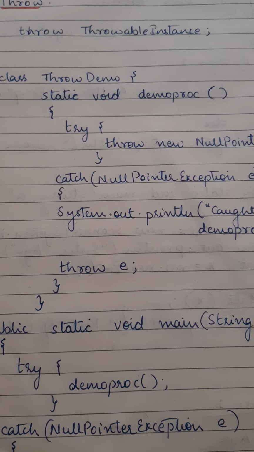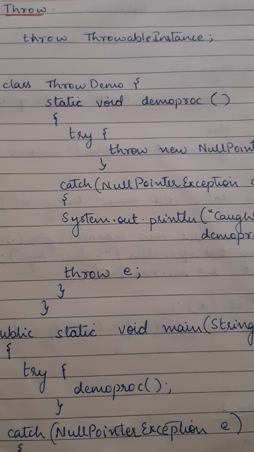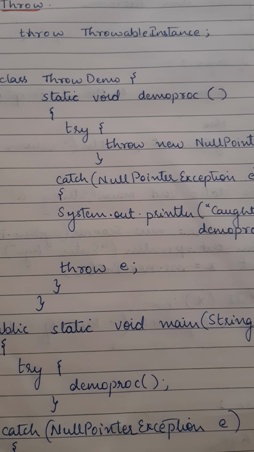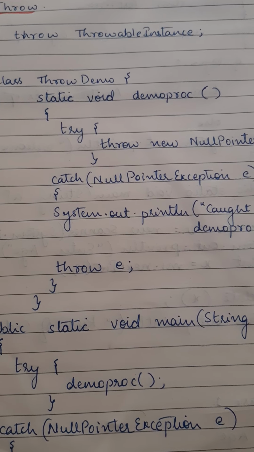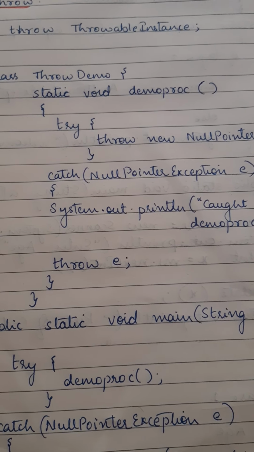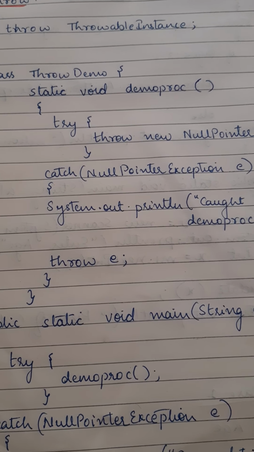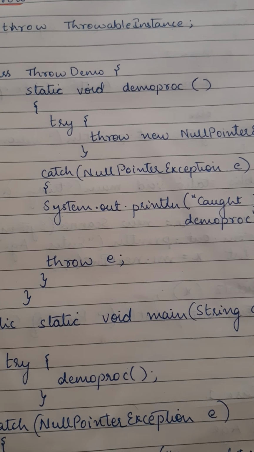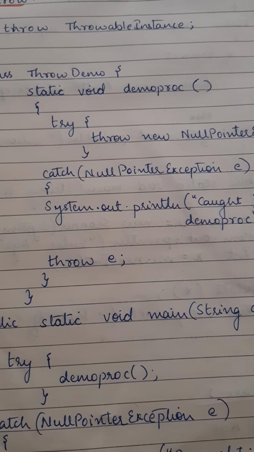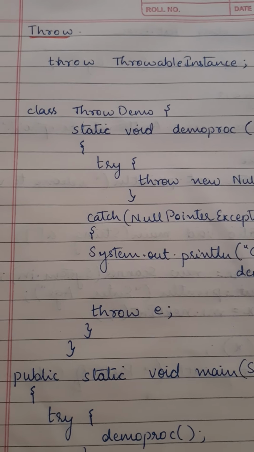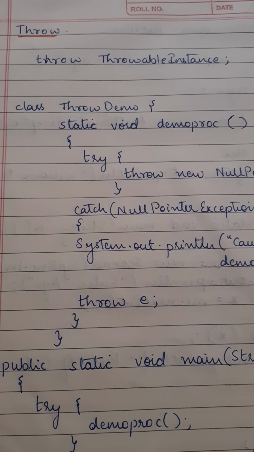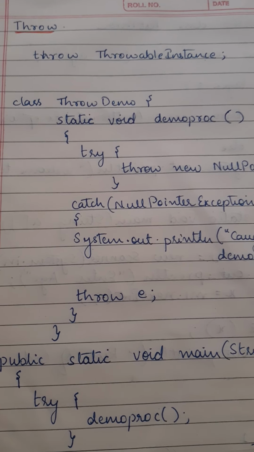The throw keyword is used in Java to explicitly throw an exception from a method or any block of code. When we throw an exception, there are two types of exceptions which can be thrown. One is called checked exceptions, another is called unchecked exceptions. Now the main difference between a checked exception and an unchecked exception is that checked exceptions are checked at compile time, whereas unchecked exceptions are not checked at compile time and they are checked at runtime.